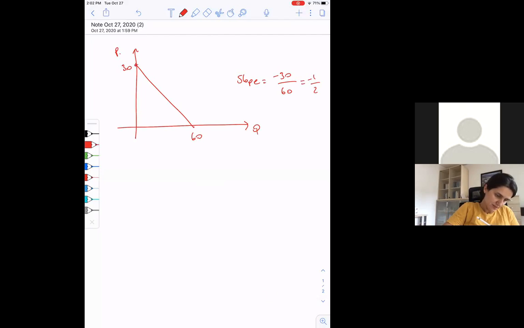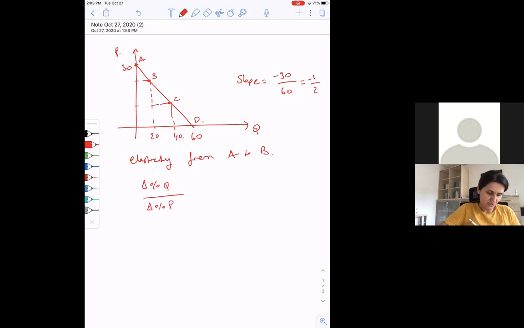Now we are going to calculate elasticity from A to B, B to C, and C to D. Elasticity from A to B. How are you going to do this? We are going to calculate this by using the midpoint formula. This is 20, this is 40. Percentage change in Q divided by percentage change in P. While calculating the percentage change, we are going to use the midpoint formula.